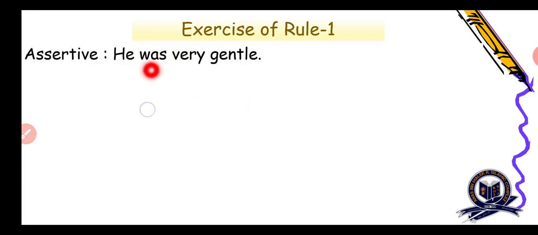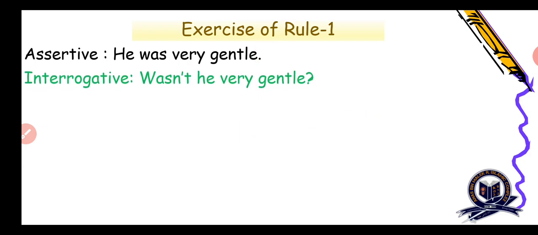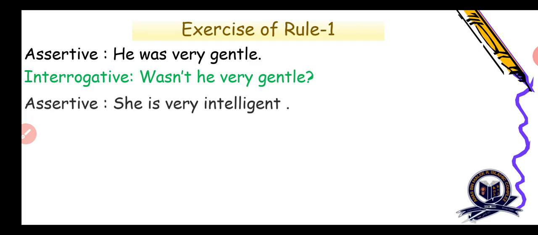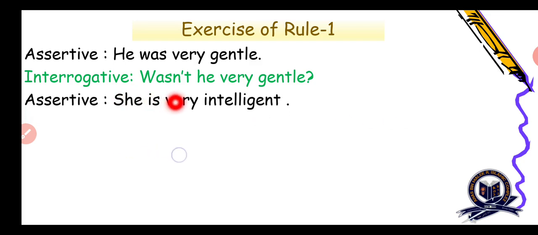So at first we have to put was in the beginning. So was, and then not, wasn't he very gentle? Let's see. Wasn't he very gentle? Next one, she is very intelligent. She খুব মেধাবী. In this sentence, which is the auxiliary verb?